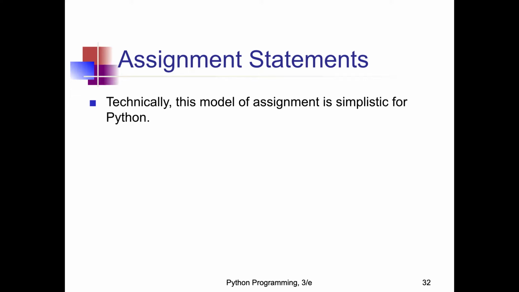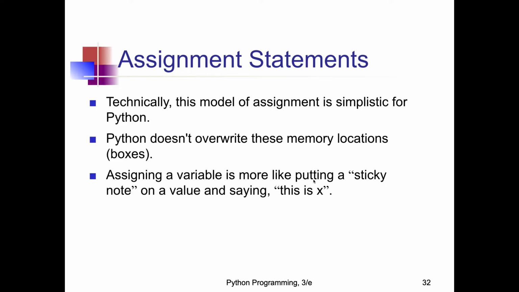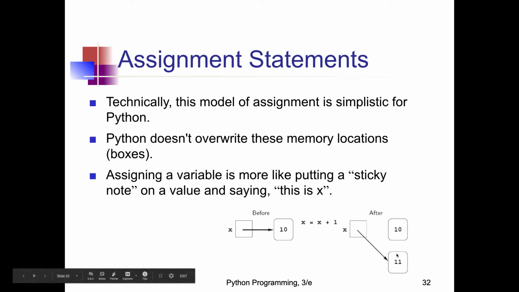However, this model of assignment is simplistic for Python. Python doesn't really work that way. Python doesn't overwrite these memory locations or boxes. Assigning a variable is more like putting a sticky note on a value and saying this is x. Here is how it looks: we put 10 somewhere in memory, and then we put a sticker saying that x refers to that 10. If we change the value with x plus 1, it creates a new value, 11, somewhere else, and then repoints x to this new value. And if no name is pointing to 10, it will be deleted forever.